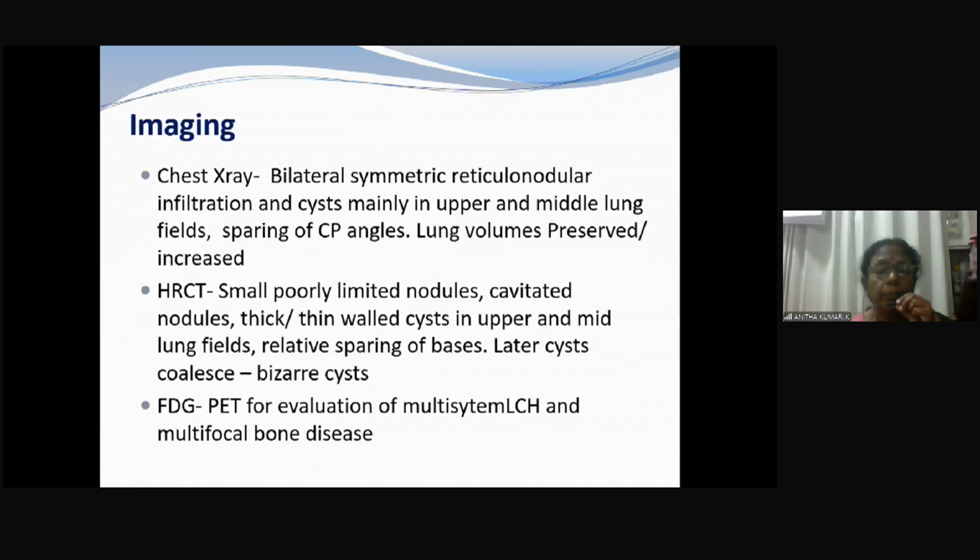Now coming to the investigations for PLCH, the X-ray can show nodular or cystic lesions sparing the CP angles. HRCT has already been described. And an FDG PET is important for evaluation of multisystem LCH. In fact, you have to do a head-to-foot skeletal radiographic survey, including a dental panoramic radiograph, for looking for bone lesions.